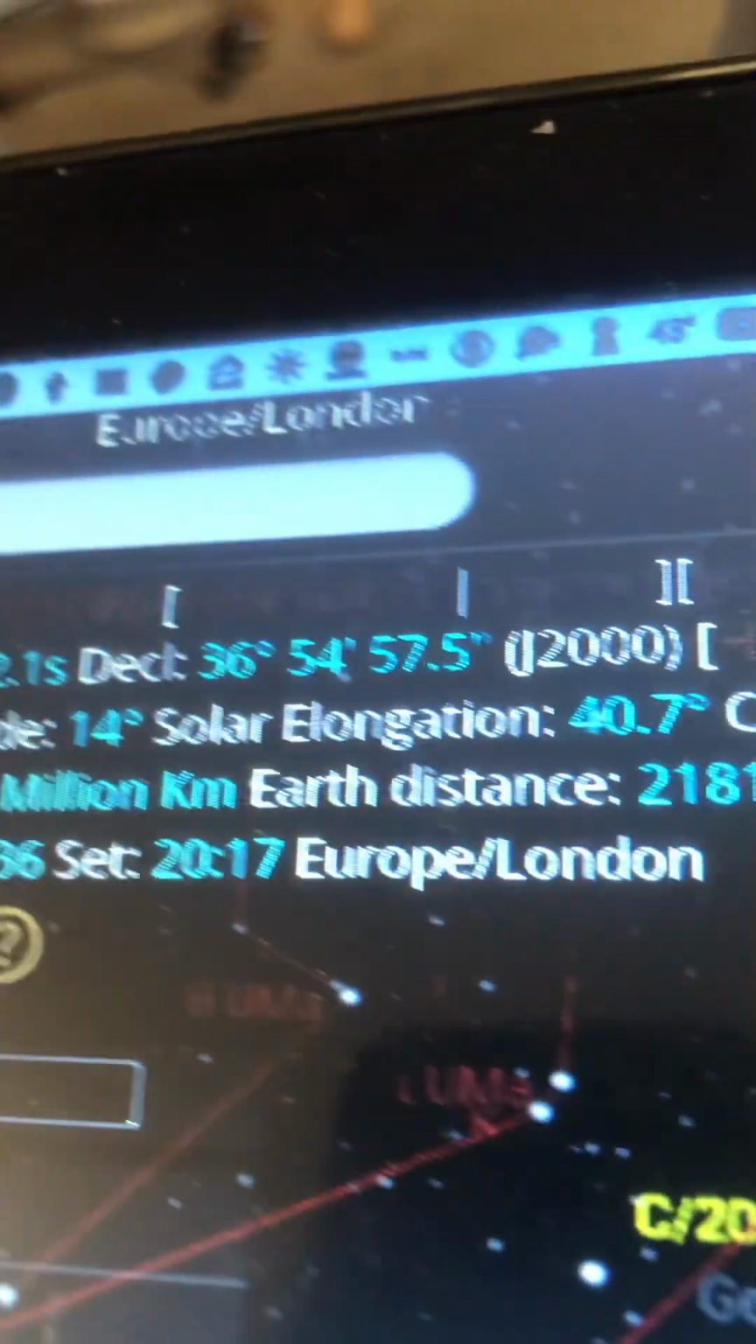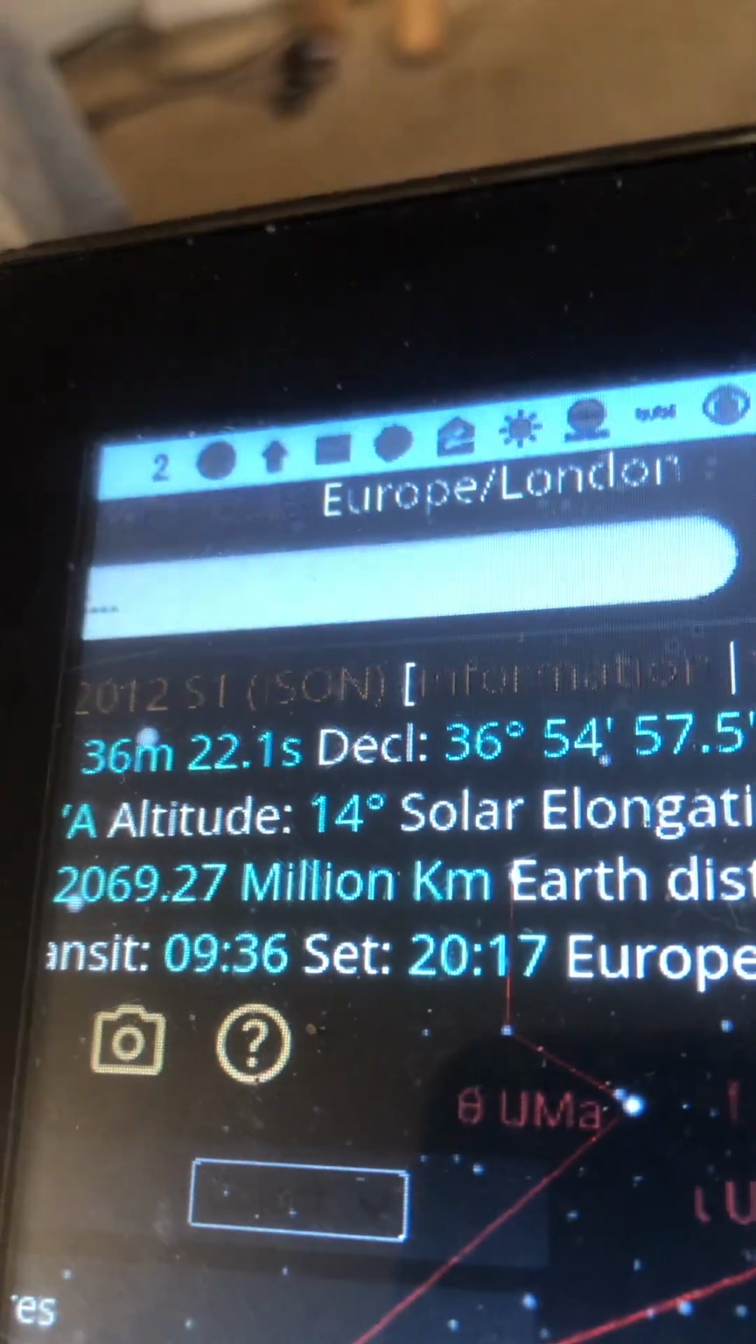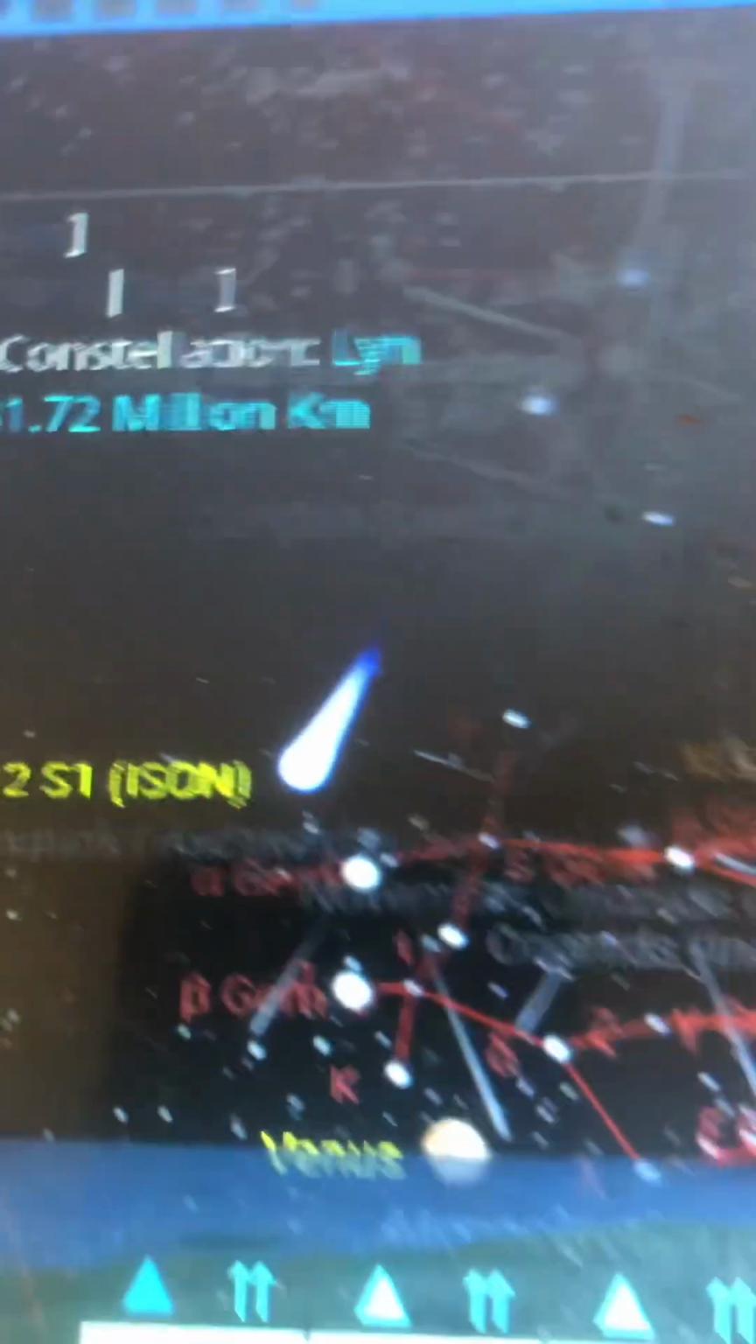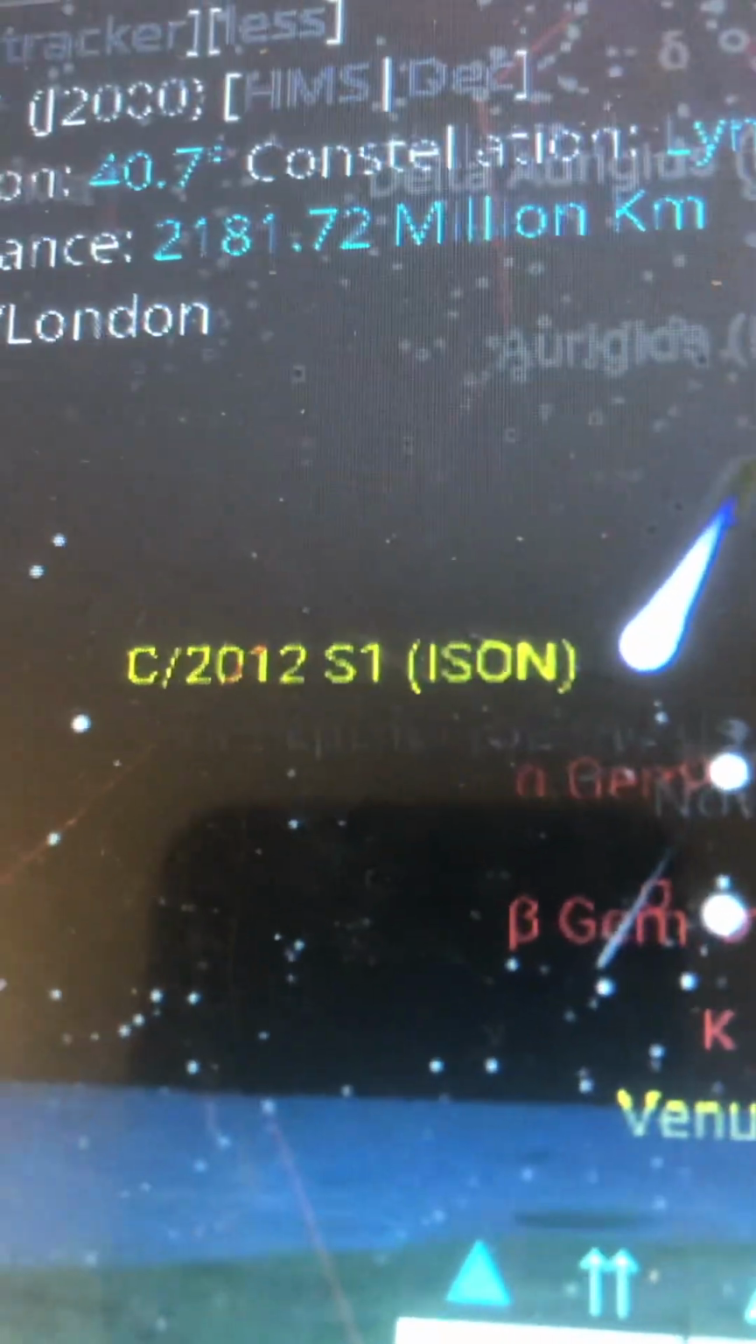It was real close in orbit. 2 million miles from the sun, 2 million miles from Earth. It was right on us that day.